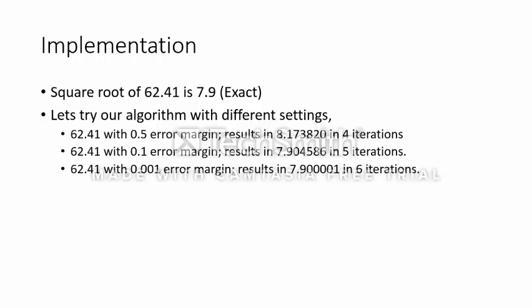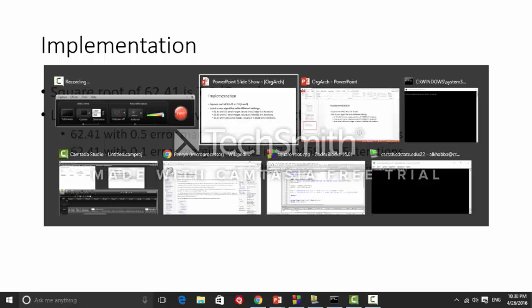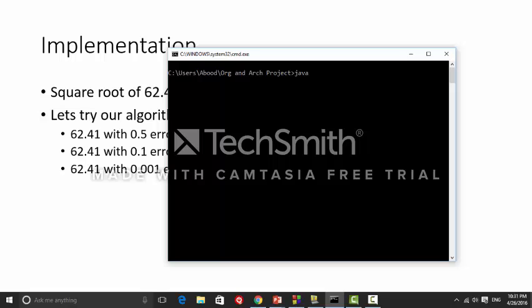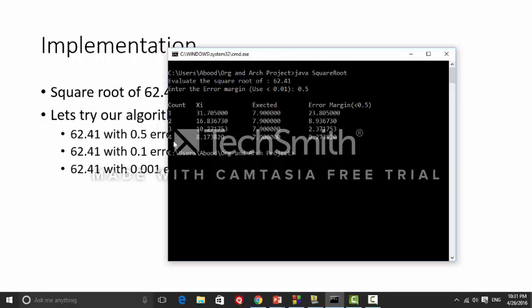Now we're going to show you an implementation of the Newton-Raphson algorithm, and we're going to show the square root of 62.41, and the exact square root of this number is 7.9. We're going to show it in 3 stages with different error margins. So the number is 62.41, and let's try with a higher error margin. You'll see that it took only 4 iterations, and the square root is 8.17, which is far from the real 7.9. So let's try it again.